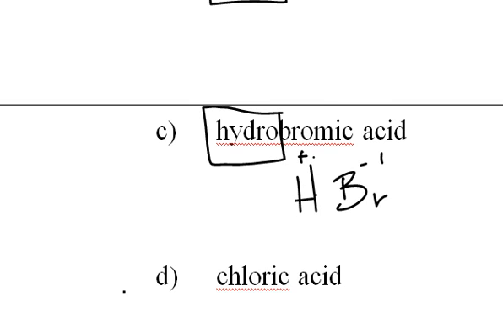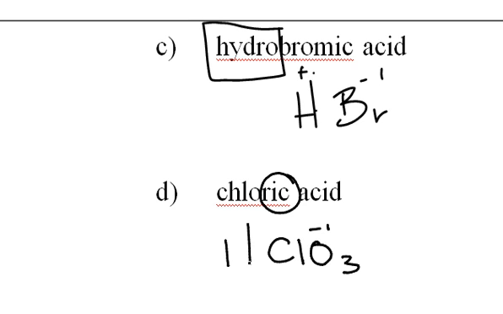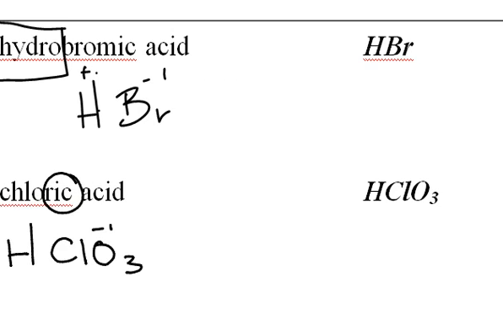Okay. Chloric acid. Since we have the ic, that means we're looking at a polyatomic. So chlorate, ClO3, and since it has a -1 charge, that means we need 1 hydrogen. HClO3.